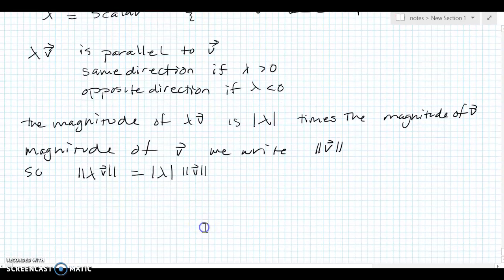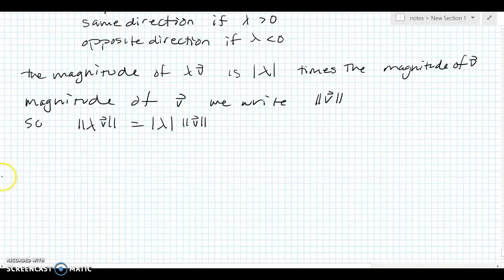So what this means, right, is if V equals, let's just do there. Lambda is -1, so -1V. So that's going to have the exact same magnitude, and it's going to go in the opposite direction. That's that.